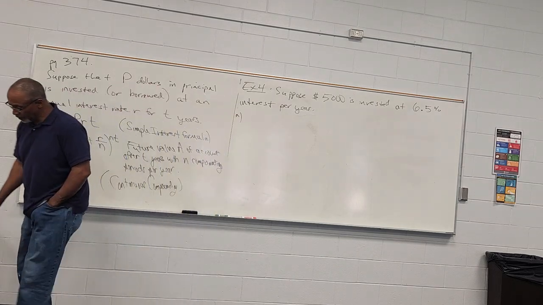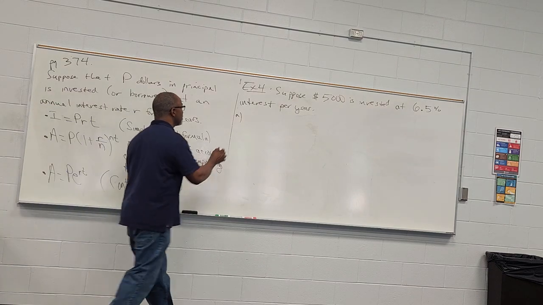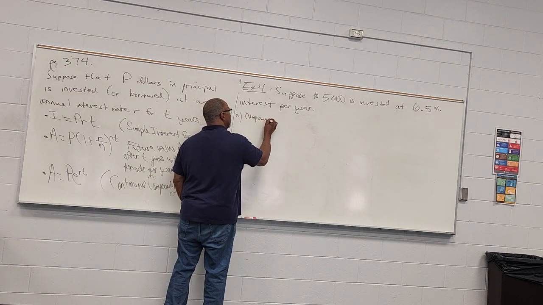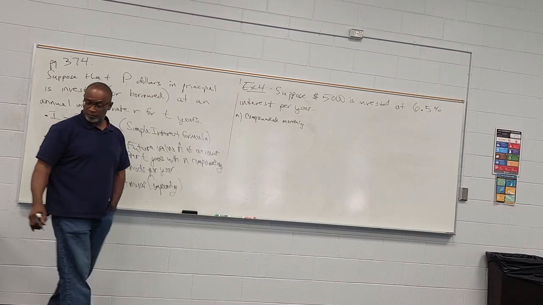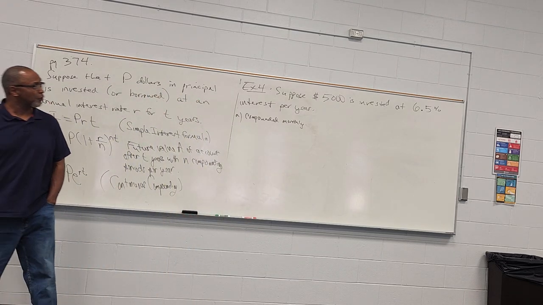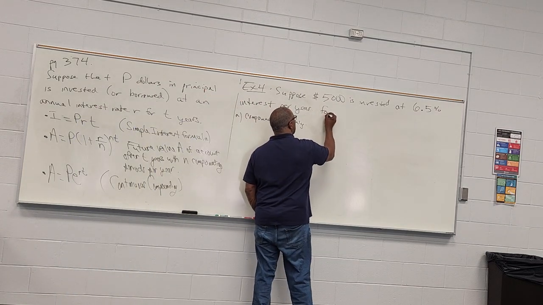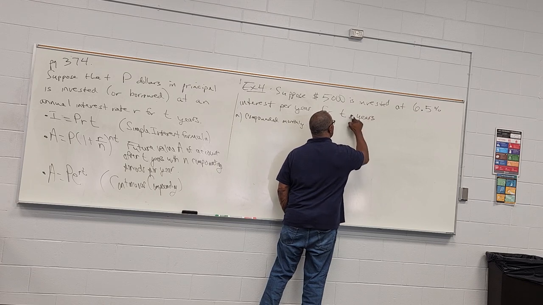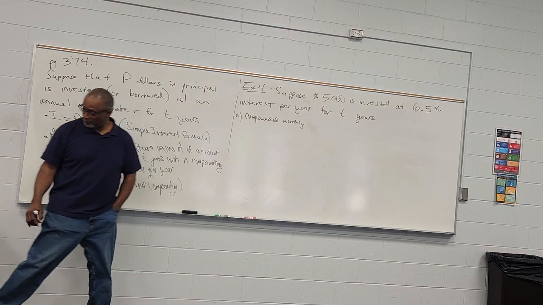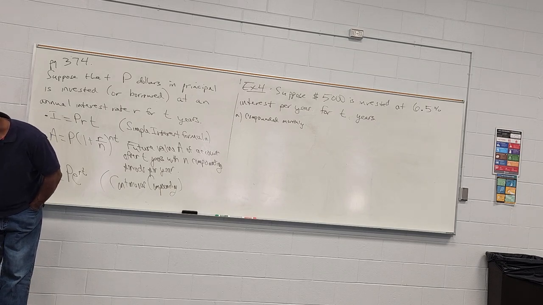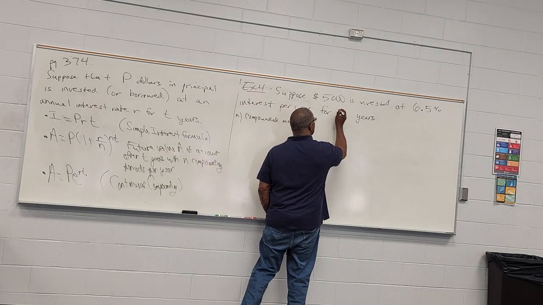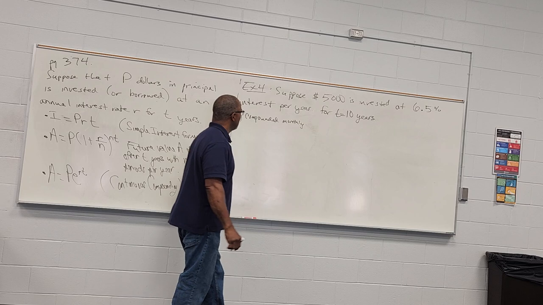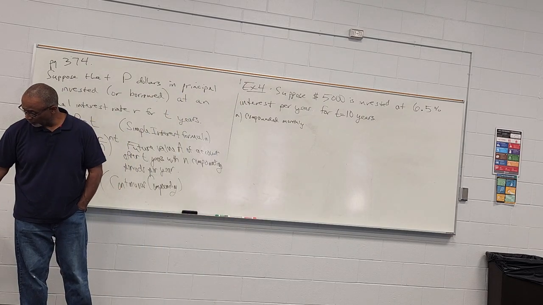Compounded monthly. And they say for T years. And later they say for 10 years. So T equals 10 years. And I'm going to find the future value for each.